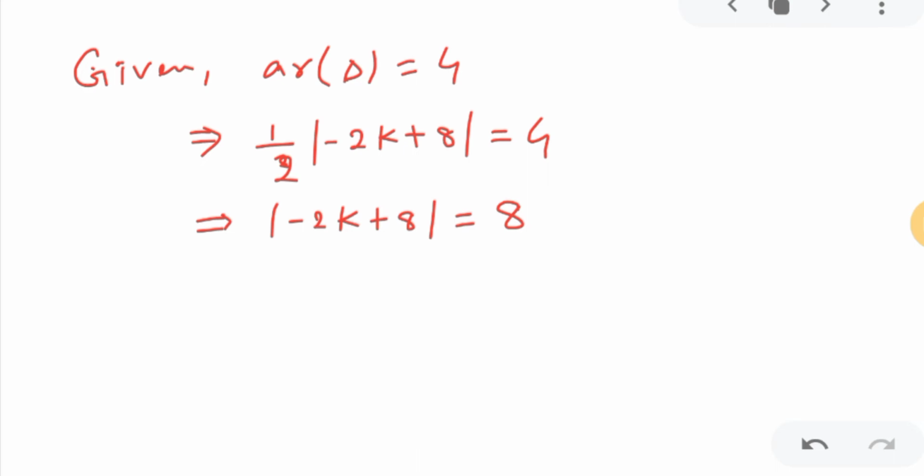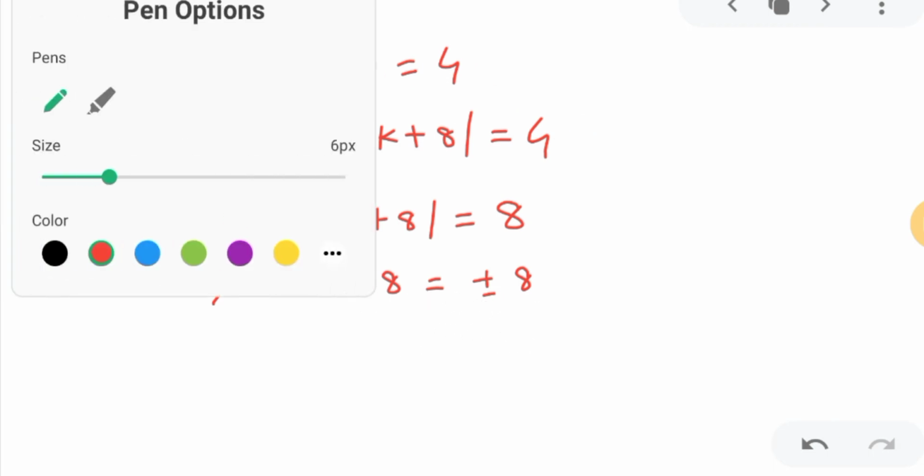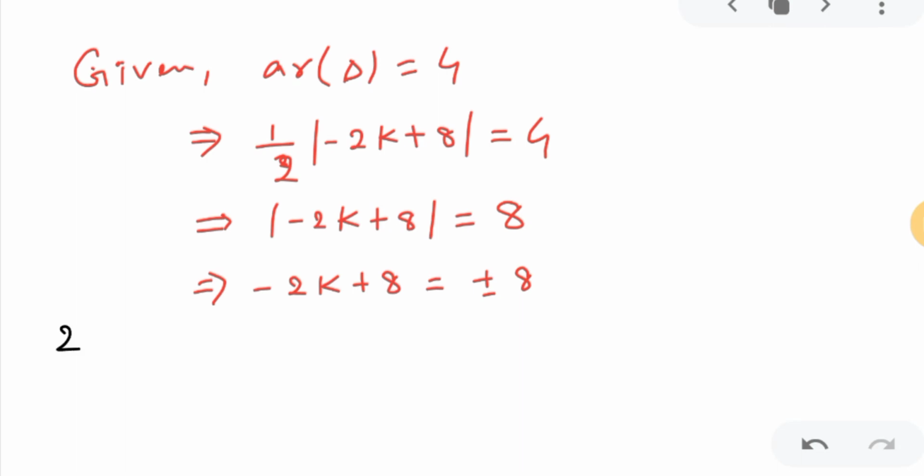Okay. So since this is mod, mod will give two values, correct? So I will write minus 2k plus 8 will be equal to plus minus 8, correct? Two values will be there because this will always be positive. So mod will give two values. Minus 2k plus 8 is equal to plus minus 8. So one time you will take the positive value, then you will solve. So if minus 2k plus 8 is equal to 8, the positive value, first I will calculate this.